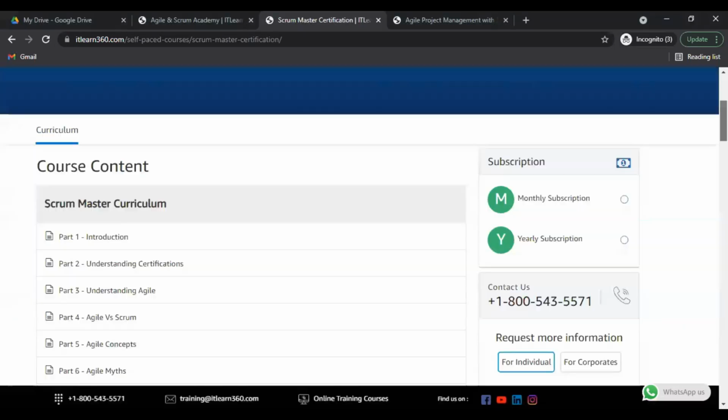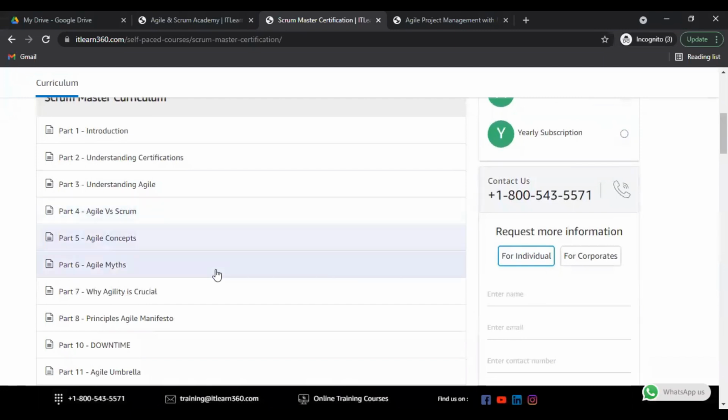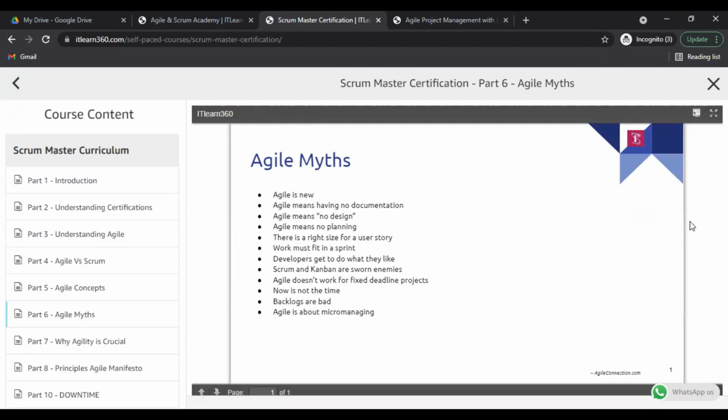Agile myths. There are many in the industry, but we'll discuss a few in this video. So one, I would say, starting myth in Agile, which is quite common, is that Agile means having no documentation. Agile means no design, no planning. All right. So it's a big myth in Agile.